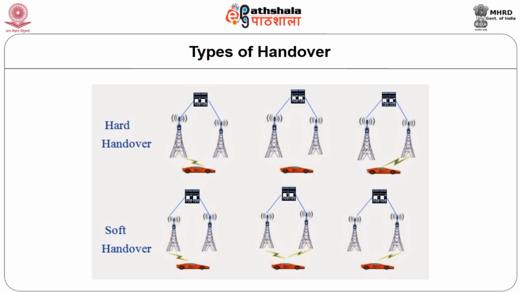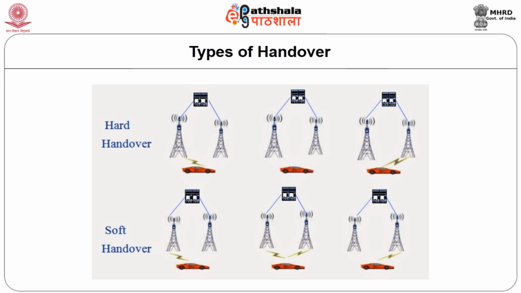Another category is soft handover. This is used in 3G technologies, which use CDMA. Now, in CDMA, there is no frequency division. Therefore, it is possible to have neighboring cells on the same frequency. And this opens the possibility of having a form of handover where it is not necessary to break the connection.